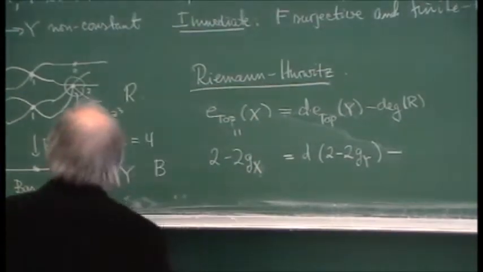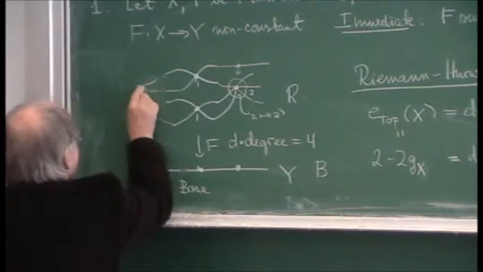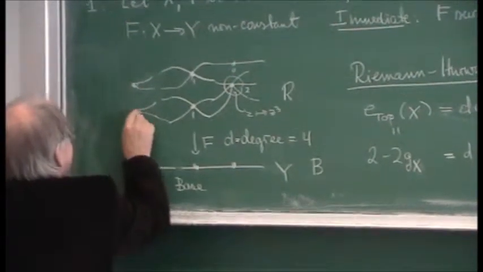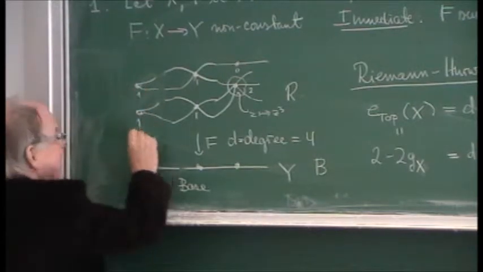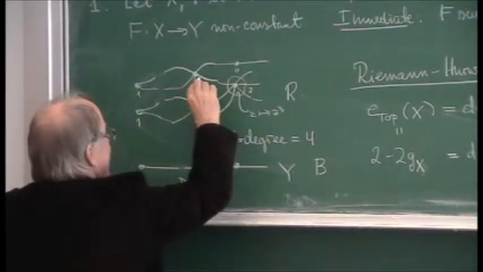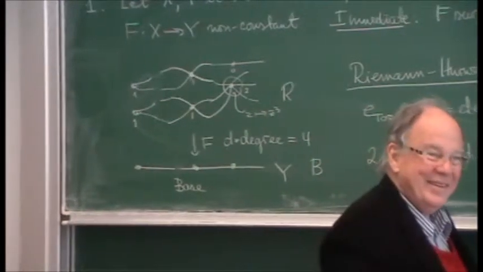Okay, but now I want a possible example. Instead of 3, I have here 2. So 2, 4, 6. Can you guarantee such a map?